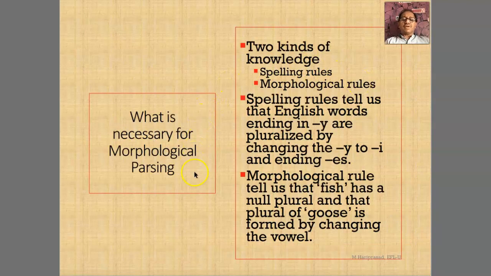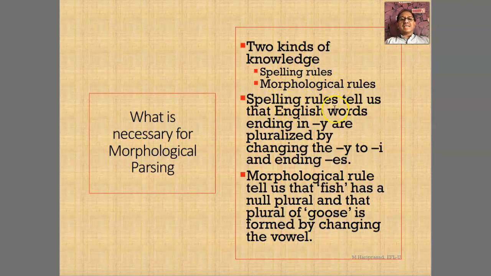What is necessary for morphological parsing? We need two kinds of knowledge for morphological parsing. One is spelling rules, the other is morphological rules. Spelling rules, because we parse texts, particularly written text. And we need morphological rules to develop a morphological parser, because morphological rules will help us separate the stem from affixes, and when we know the stems, then we know the meanings of the words.